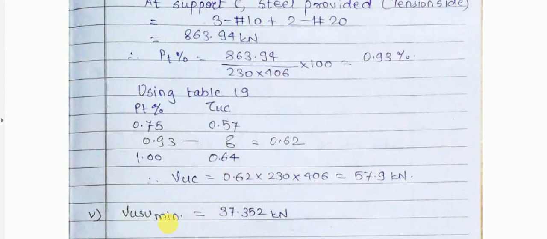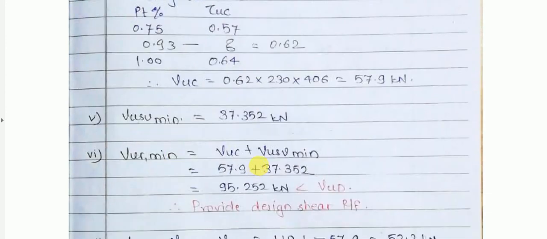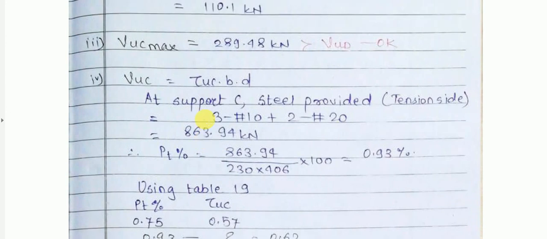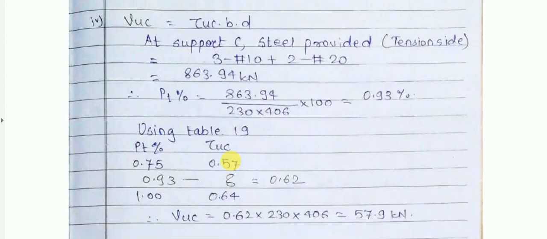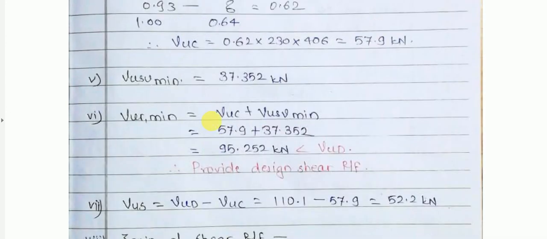Then next to that Vus minimum, it is 0.4 b into d, so again it will remain same. Then Vur minimum, that is the shear resisted by concrete plus vertical stirrups. So this value is 95. If it is less than Vud, then we need to go for the design shear reinforcement. If it is greater than Vud, then go for the minimum shear reinforcement. So our Vud in case of right portion was 110, and we are getting that Vur minimum as 95, which is less than Vud. Hence go for the design shear reinforcement.